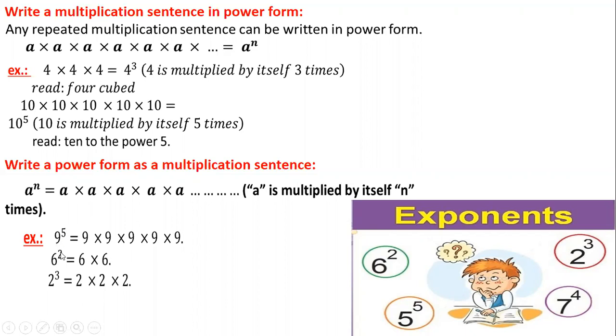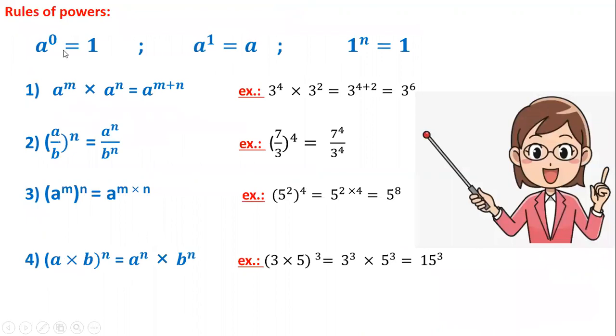Now, if the exponent is 2, we always read it squared. So this is read 6 squared. If the exponent is a 3, we read it cubed, like 2 cubed. This is how we read them. Now we have important rules of powers. These rules you should memorize and understand well.